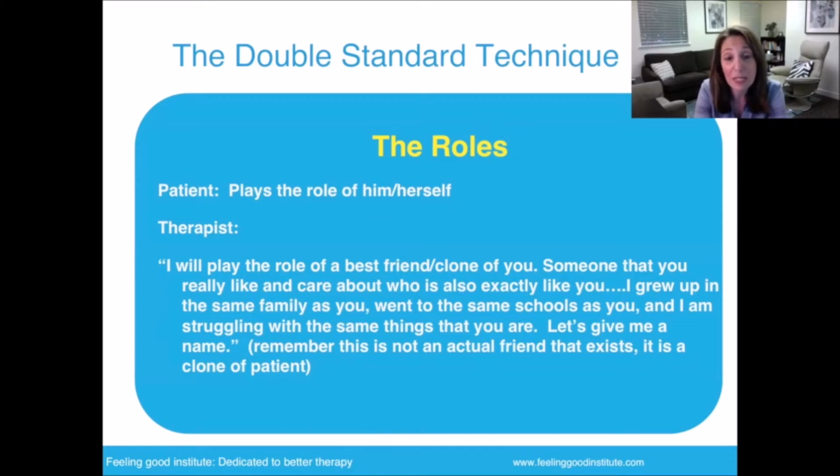These are the things that I would say to my patient. And when I say, let's give me a name, I don't want the patient to tell me, my sister Joanne or my friend Joe. Instead, I want the patient to come up with a name that doesn't relate to someone they already know, because I'm not playing the role of a real person the patient knows. I'm playing the role of someone who's a dear friend, someone they really care about. So give me a name, let's say Jessica. But this has to be a clone of my patient, and that's why I don't want them to name whoever their current best friend is.